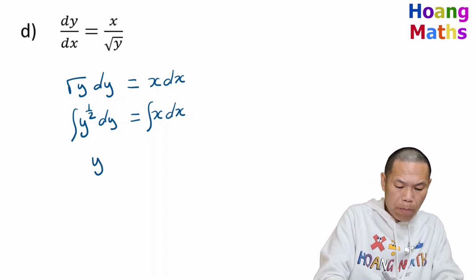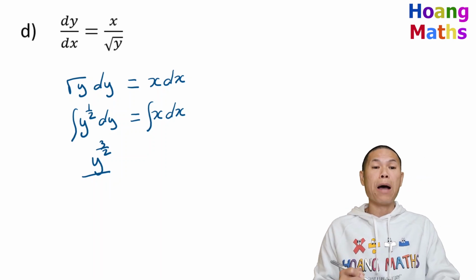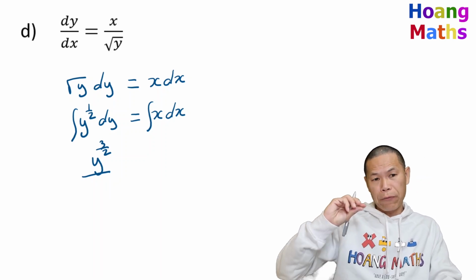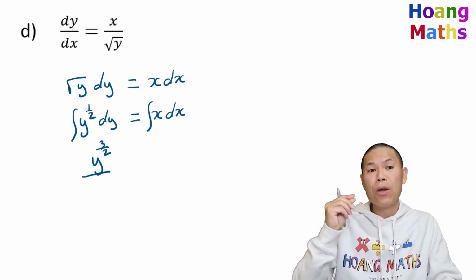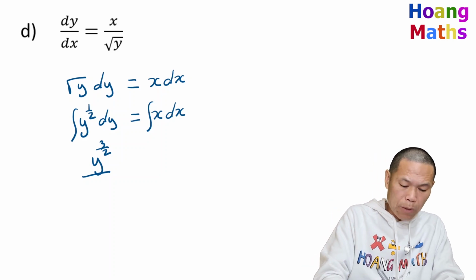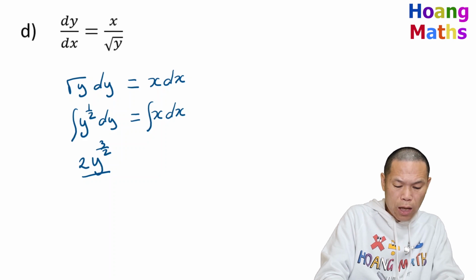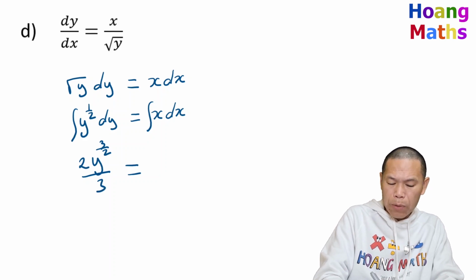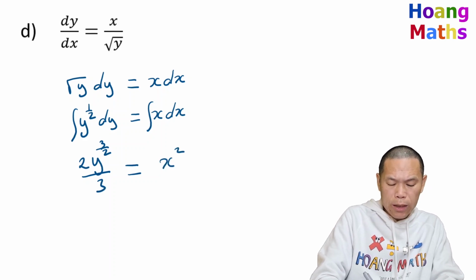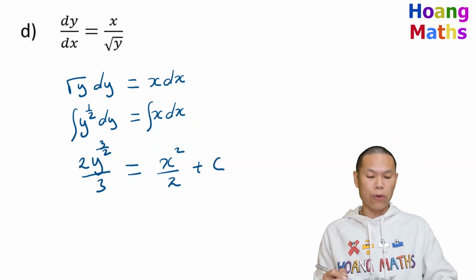So y to the power of 3 over 2, and of course, we need to divide by 3 over 2. So we can flip the fractions, becomes times 2 over 3. So this is times by 2 over 3, so becomes 2 here, 3 there. So now the right side becomes x squared divided by 2. And we need to add a constant c after the integrations.